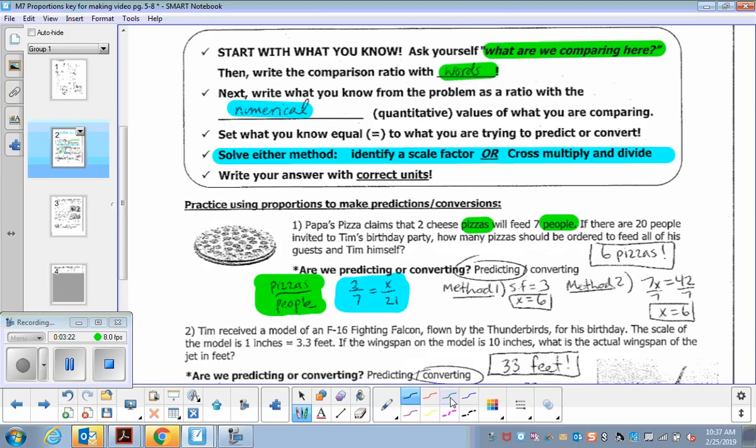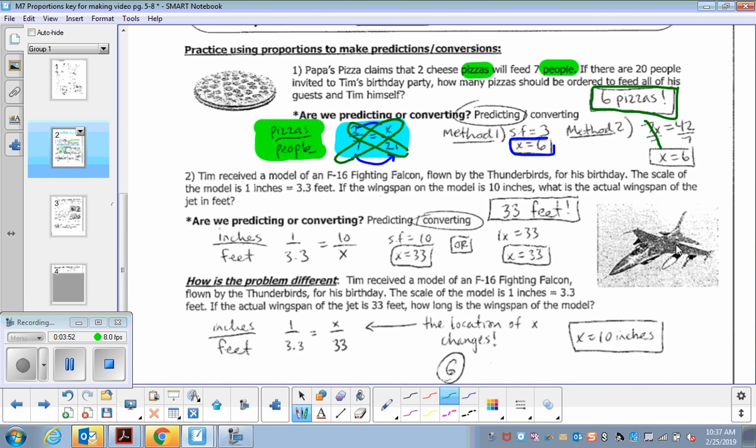The first thing that most of you are going to spot is that there's a scale factor here in the denominator of 3. And so then 2 times 3, we're going to get 6 pizzas. You could also cross multiply. So for method 2, if you multiply here 7 times x, it should equal whatever 2 times 21 is. Well, 2 times 21 is 42. And when I divide by the 7 to cancel it out, we still get 6 pizzas. The last step is to make sure you label the answer and box it. And now we're done with number 1. Now we're going to take a look at this next problem about Tim getting a model of an F-16 Fighting Falcon for his birthday.